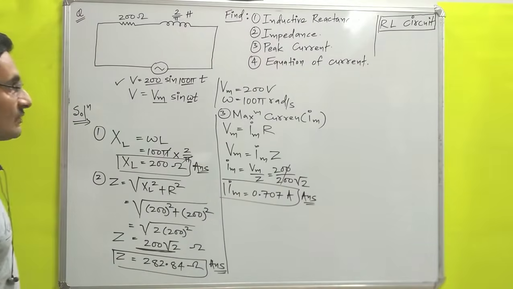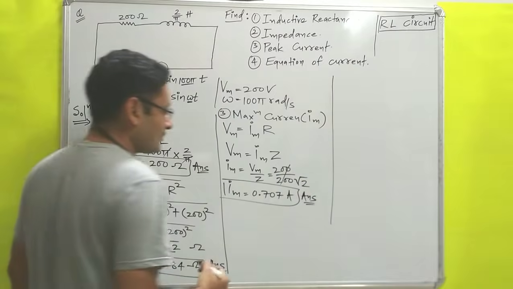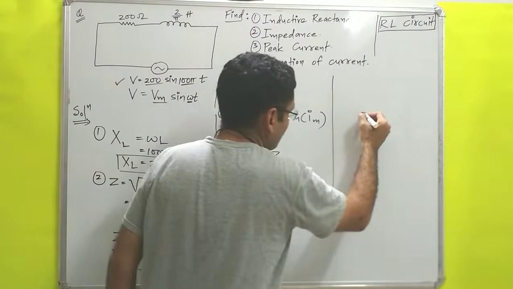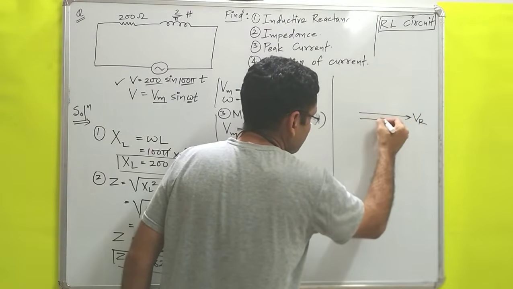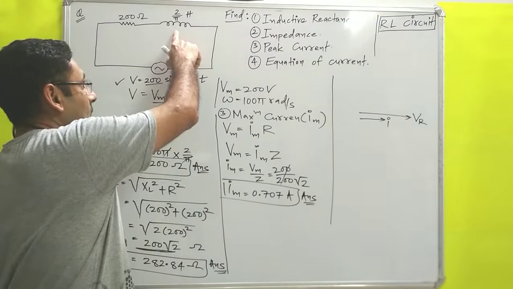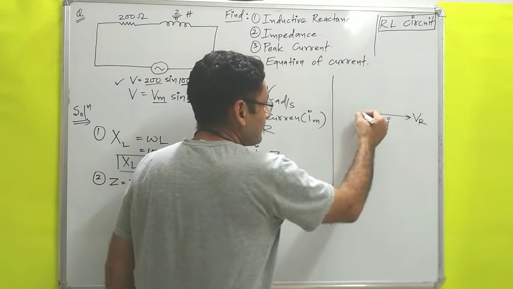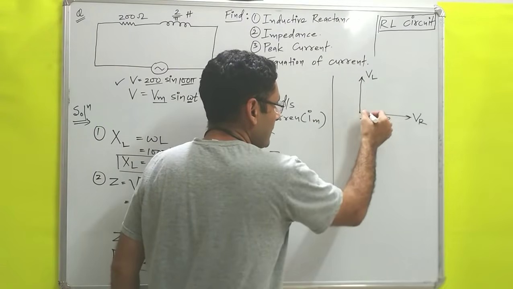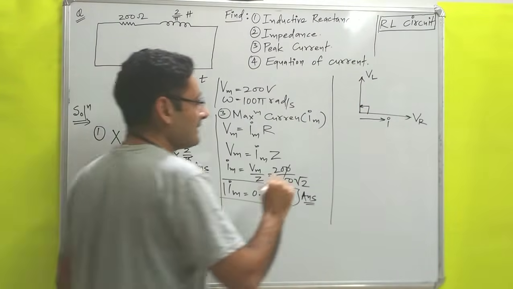Okay, last one is which one? Equation of current. To find the equation of current, you know very well that for a resistive circuit, potential is in phase with current. For a pure inductive circuit, current is lagging behind the potential by 90 degree. That you also know very well.